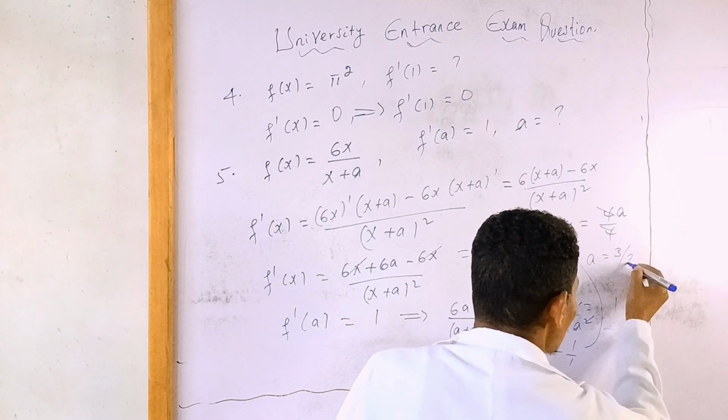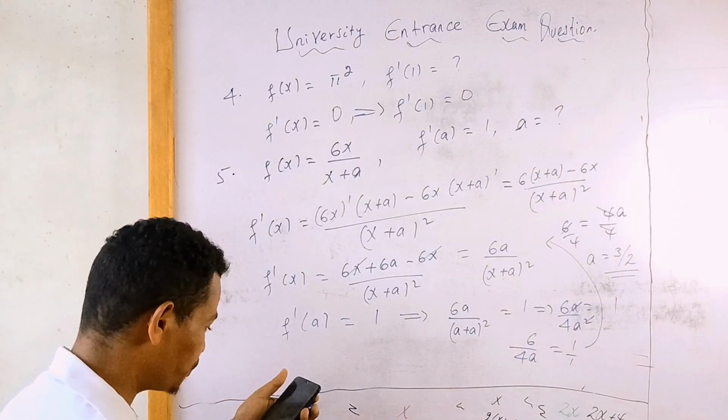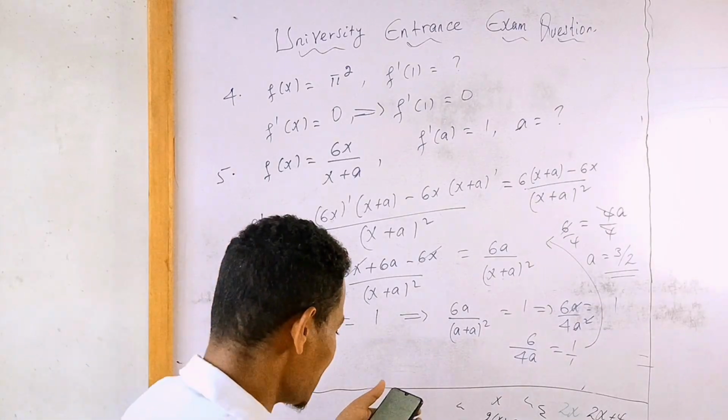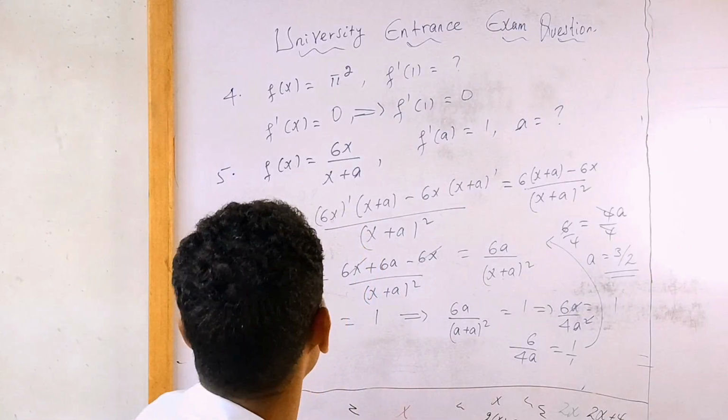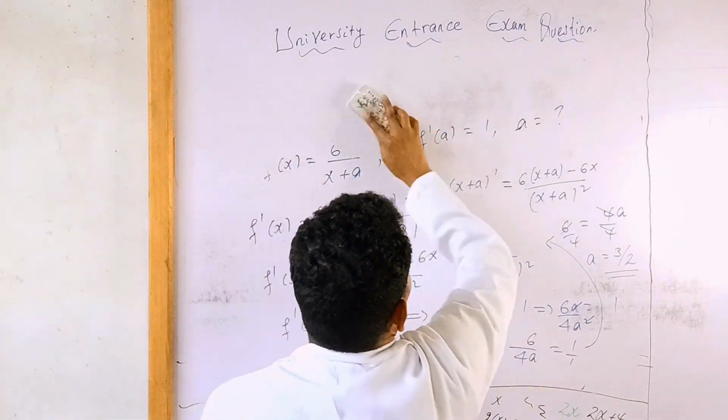So for question number 5, the options are A 1 over 3, B 2 over 6, C 3 over 2. The answer is C, 3 over 2. The next one is question number 6.